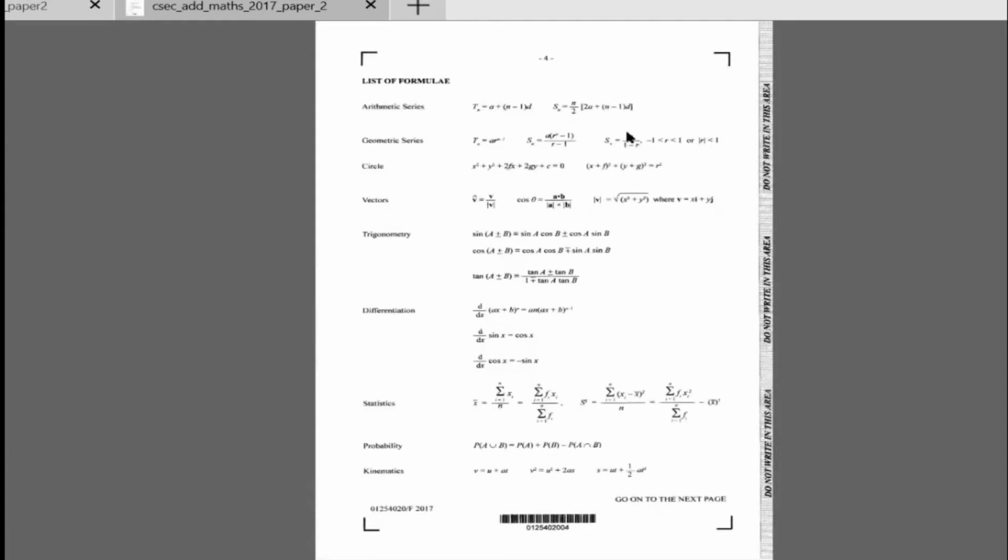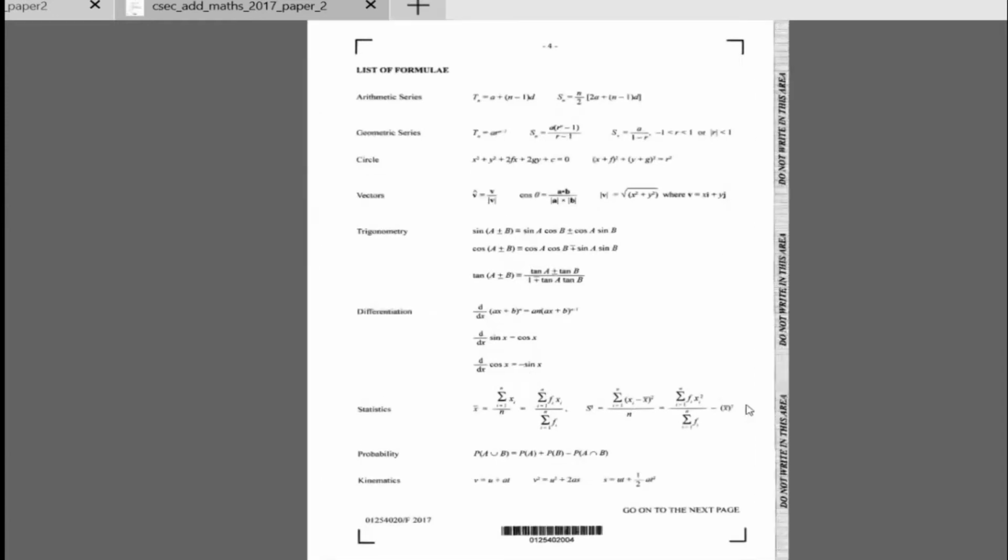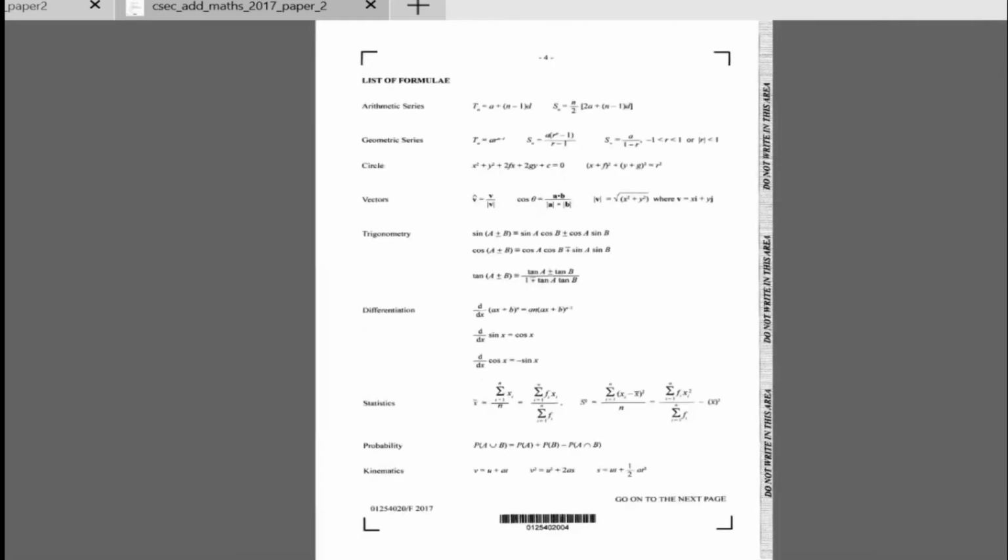Again, this is the formula sheet, so anytime you forget a formula, you can always come back here and utilize this formula sheet to find the mean, probability, motion in a straight line, differentiation, some trig identities that you need to know. Just always come back here. So let's continue.